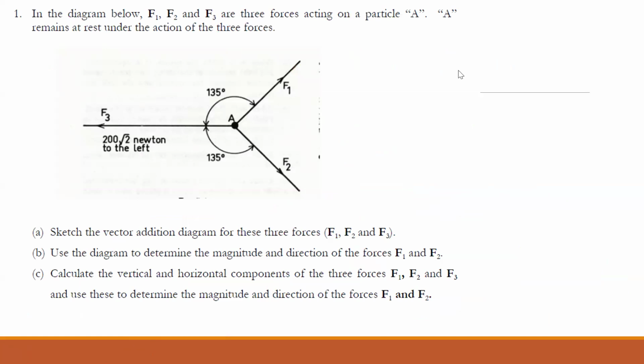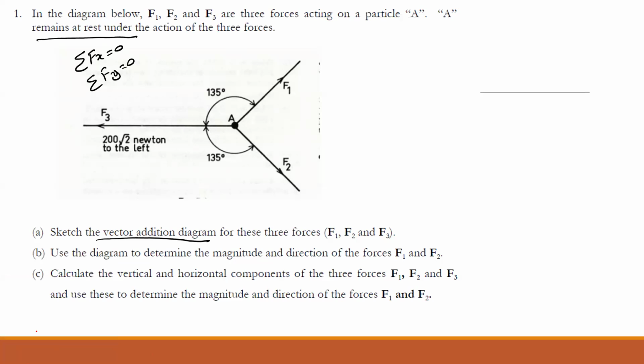It's easier to do a question than to explain the theory, so I'll explain how to do these equilibrium questions with this one. In the diagram below, F1, F2, F3 are three forces acting on a particle A, which remains at rest under the action of the three forces. When they say remains at rest, we should know that means it is in equilibrium. So all the forces in the x direction equal 0, and all the forces in the y direction equal 0 as well. They are asking us to sketch the vector addition diagram. We learned that in the first week.